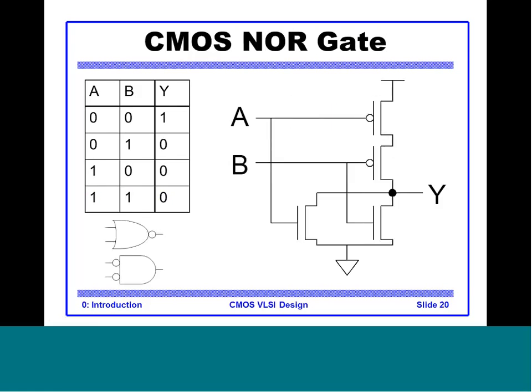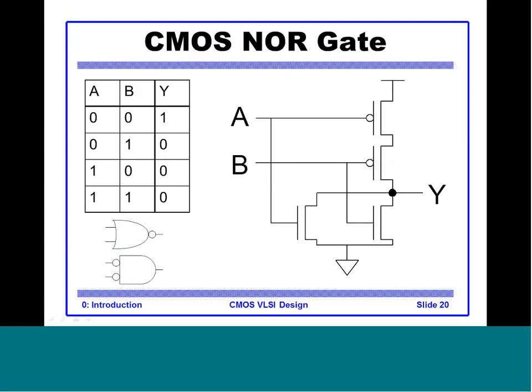Let's look at one more example of a combinational gate, which is the CMOS NOR gate. Now it is just the complement of the NAND gate. Here the NMOS are in parallel and PMOS are in series. Since PMOS is in series, A and B both have to be 0 to pull Y to 1. If you look at the truth table here, when A and B both are 0, then only these two PMOS will switch on and Y will be connected to VDD.